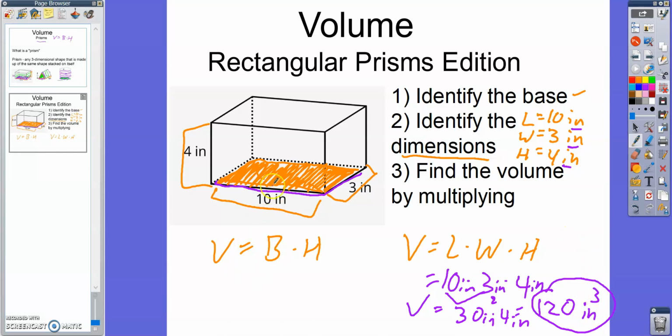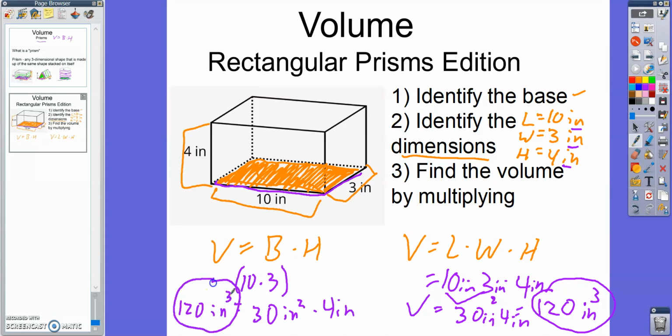Now, if I want to do the other version, base times height, this one's going to probably be better long run. You'll see why when we do triangles. The base here was the 10 times 3 to find this nice, beautiful rectangle, which was 30. Notice how it's the same as over here. The area of that bottom shape was 30 inches squared. The height was 4 inches for a total of 120 cubic inches, or inches to the 3rd power. Both ways get you the same answer. It shouldn't matter how you do it, as long as you're consistent.